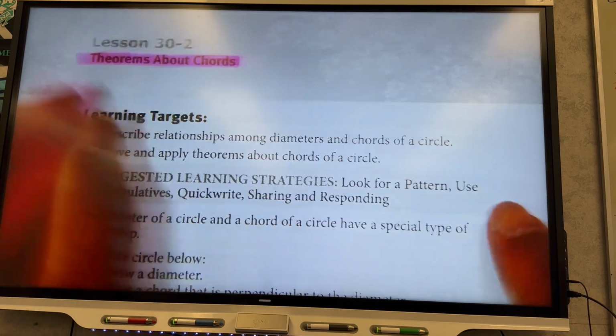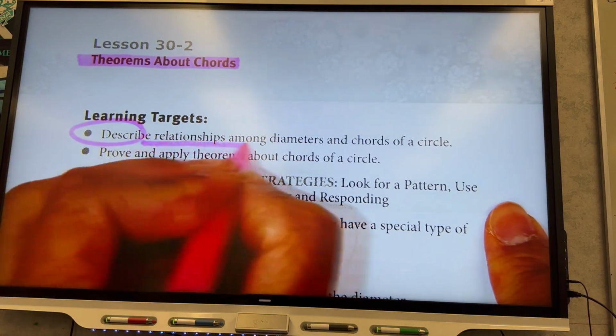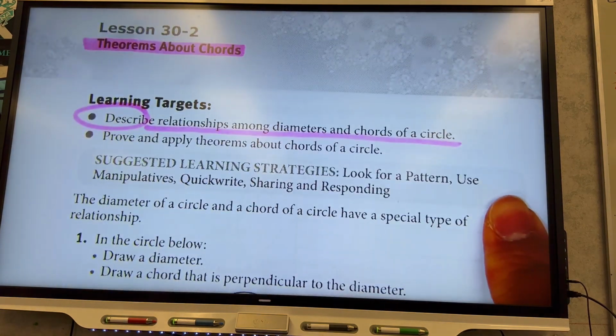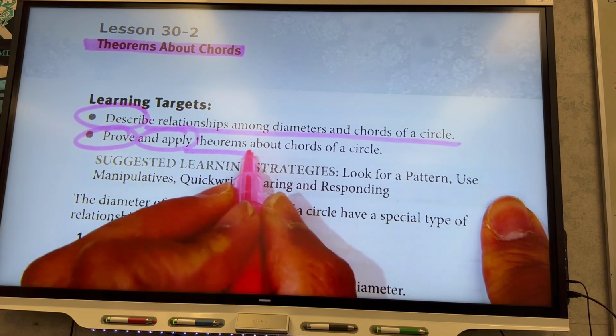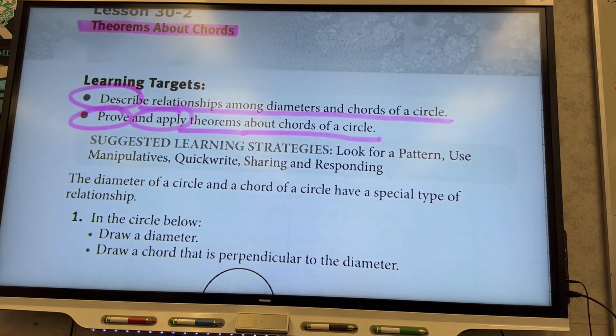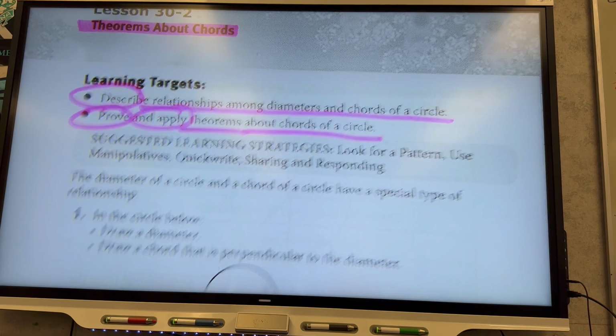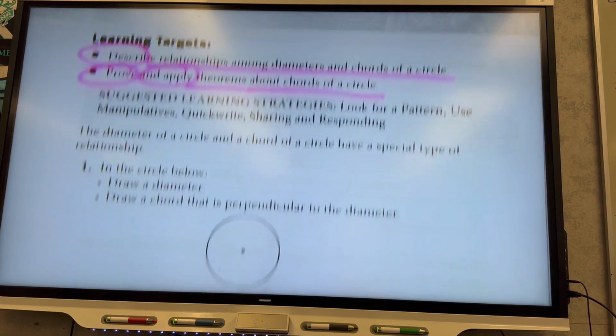So today, we are going to describe relationships among diameters and chords of a circle. We're going to prove and we're going to apply these theorems about chords of a circle. So today, it's all about the chord. So, the diameter of a circle and a chord have a very special type of relationship.